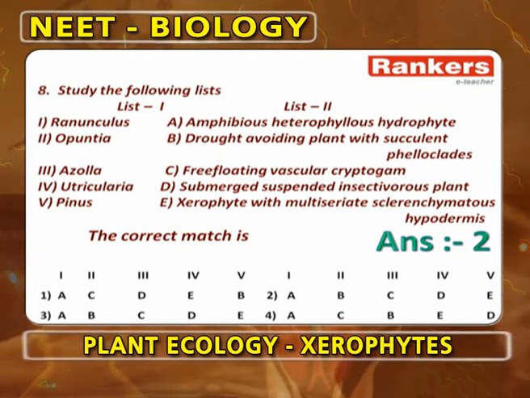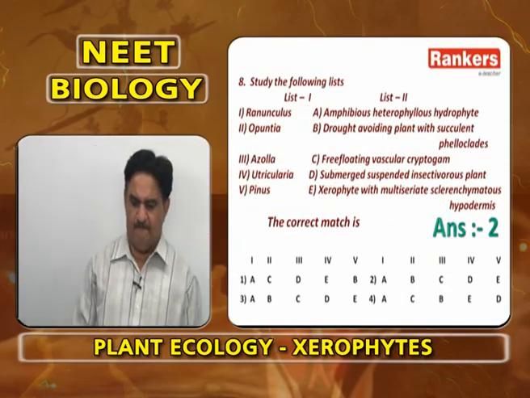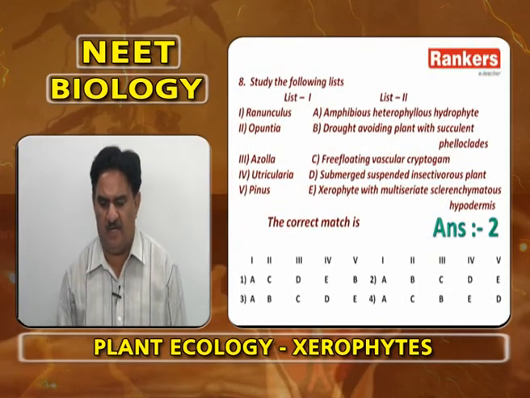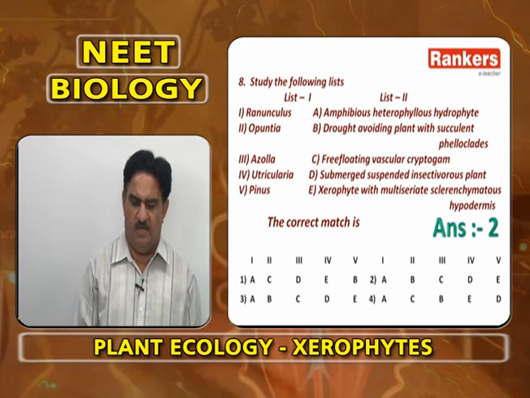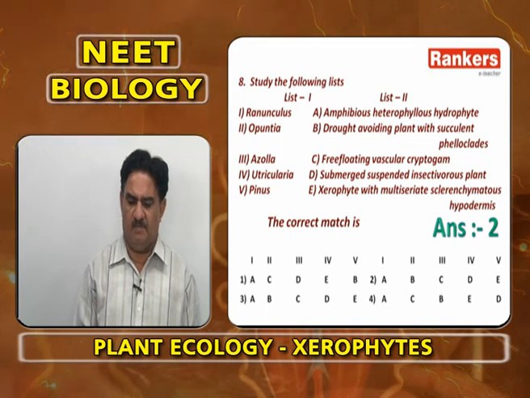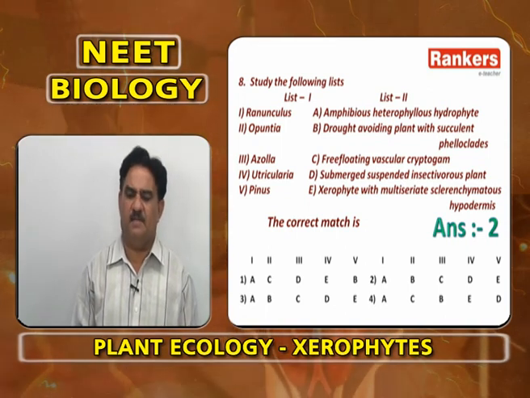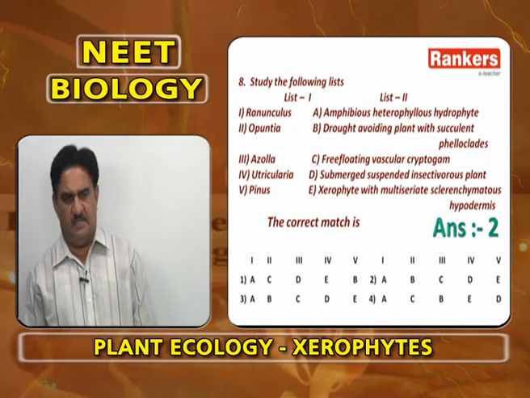So the answer is 1A, 2B, 3C, 4D, 5E. Ranunculus, amphibious heterophyllous hydrophyte. Opuntia, drought avoiding plant with succulent phylloclades. Azolla, free floating vascular cryptogam. Utricularia, submerged suspended insectivorous plant. Pinus, xerophyte with multiseriate sclerenchymatous hypodermis. This is the matching question and the answer is 2.